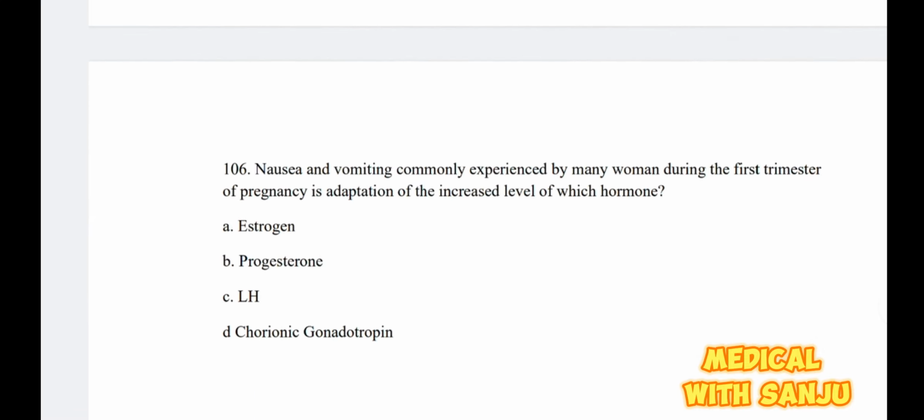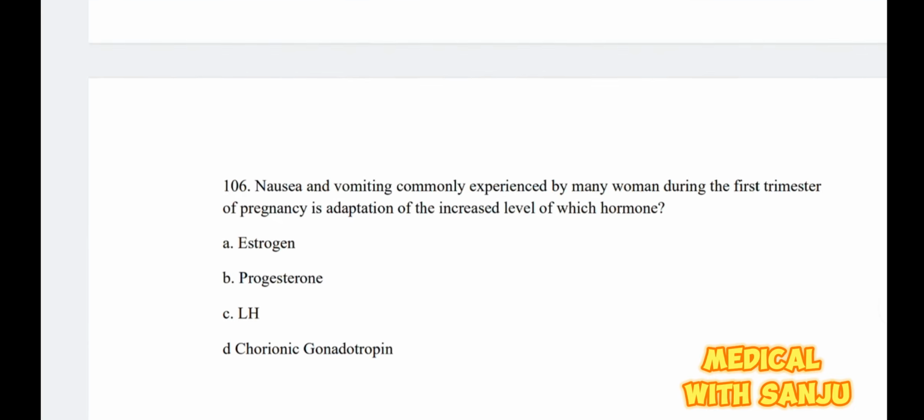Question number 106. Nausea and vomiting commonly experienced by many women during the first trimester of pregnancy is an adaptation to the increased level of which hormone? Option A, estrogen; option B, progesterone; option C, LH; and option D, chorionic gonadotropin.